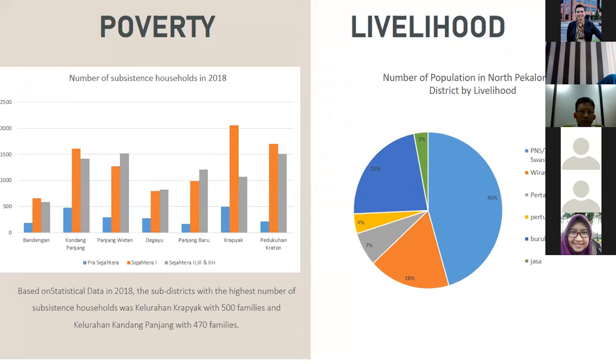The other data is about poverty or level of income. We counted the number of subsistence households in 2018. Based on statistical data in 2018, the sub-districts with the highest number of subsistence households were Krapia village, with around 500 families, and Kandang Panjang village, with 470 families.